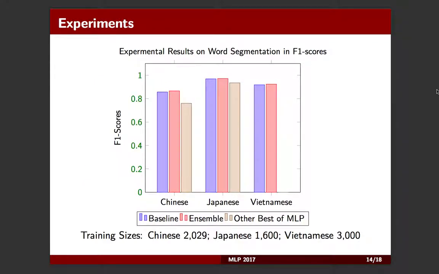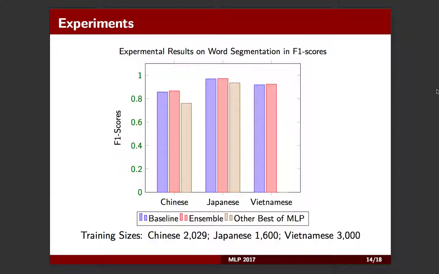First, let's have a look at the experimental results on word segmentation. The scores of the baseline model, the ensemble model, and also some other best performing models of the shared task are presented here. We can see that in general, our model performs quite well. The ensemble model is systematically better than the baseline, but the improvement is rather marginal.